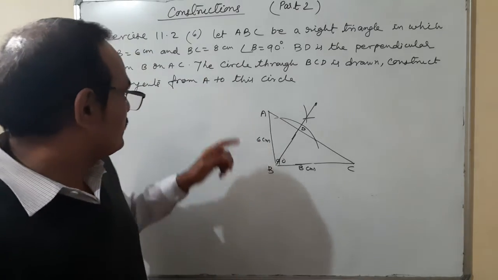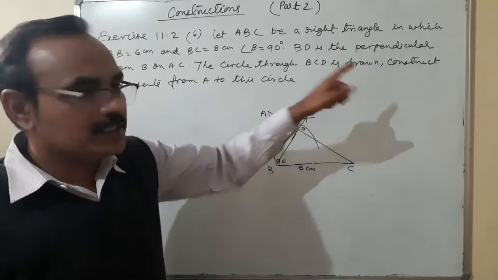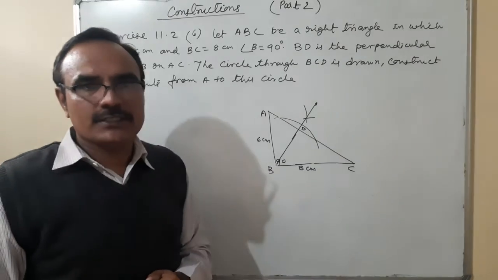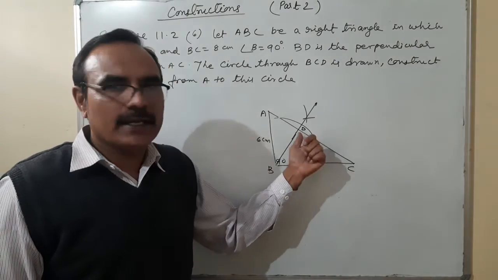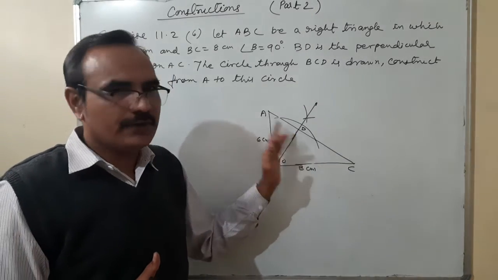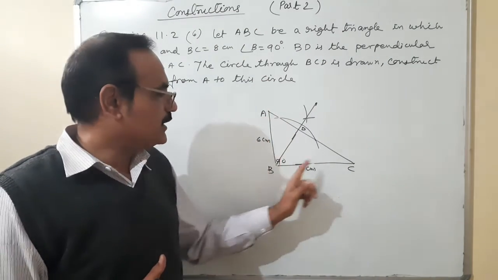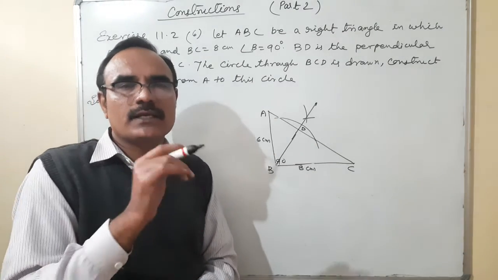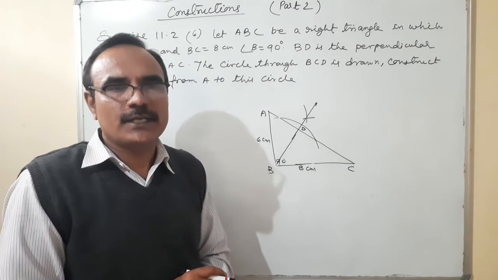Third part. The circle through BCD is drawn. Now we have to draw a circle which is passing through points B, C and D. So we will concentrate on the triangle BCD only. We are not going to see A here. BCD. How to draw a circumcircle of a triangle passing through these 3 points?